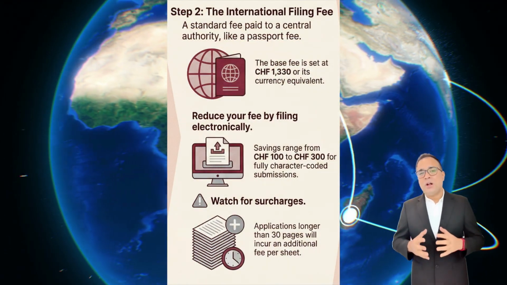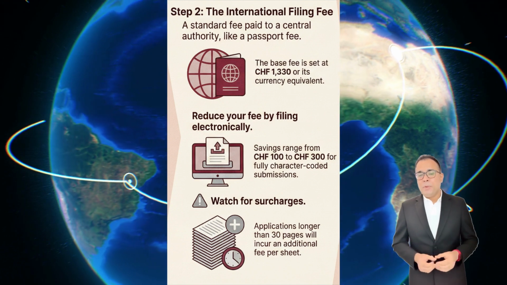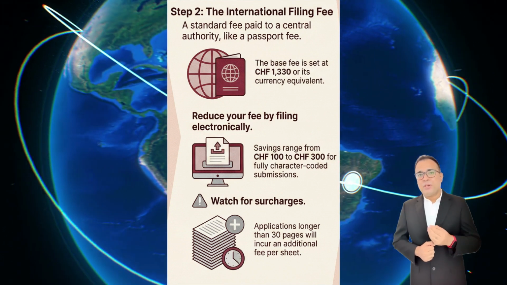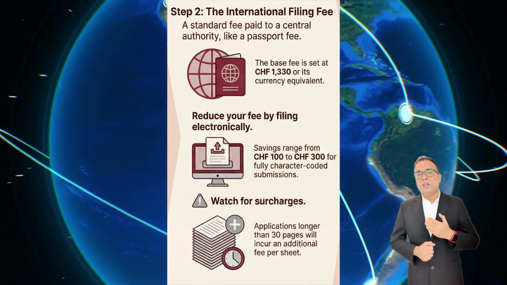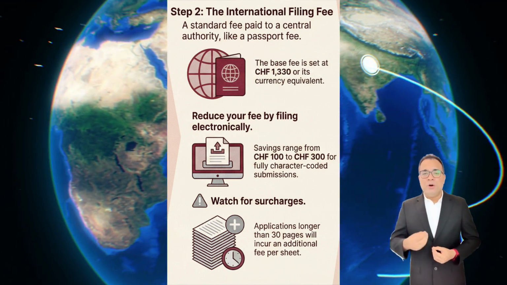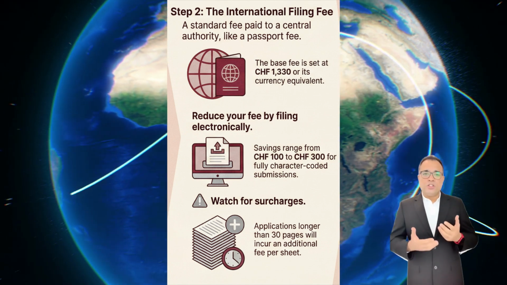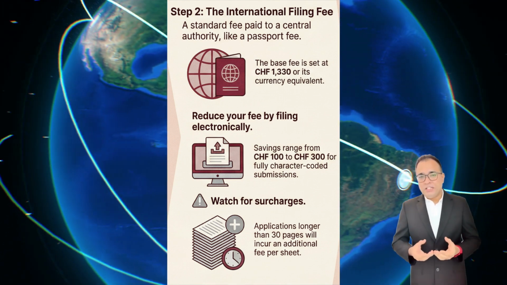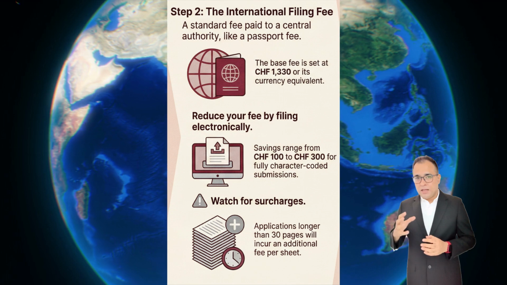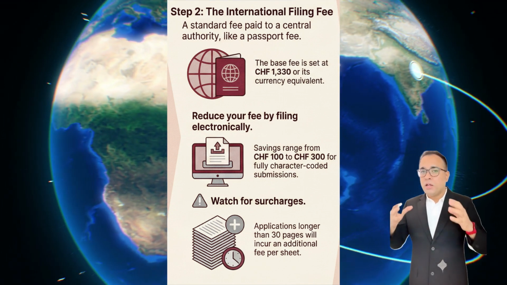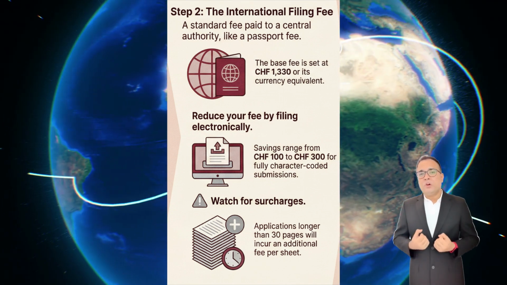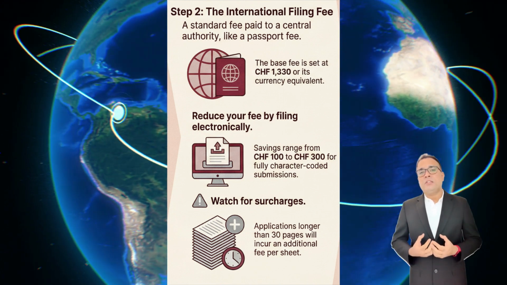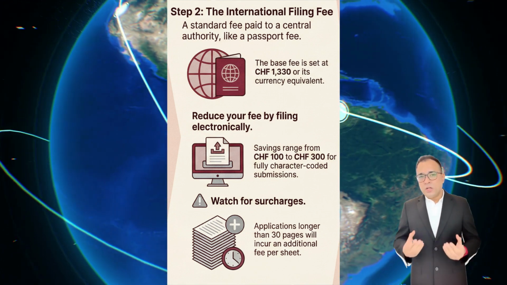The base fee is around $1,500, but there exists an electronic filing fee reduction that ranges between $100 to $200. Herein, the applications longer than 30 pages trigger an additional fee per sheet. It makes financial sense to keep the number of pages to less than 30. But for strong patent drafting, it is advisable to ensure that the claims and description are drafted as per the requirements of major global patent offices like the USPTO, EPO, and JPO.